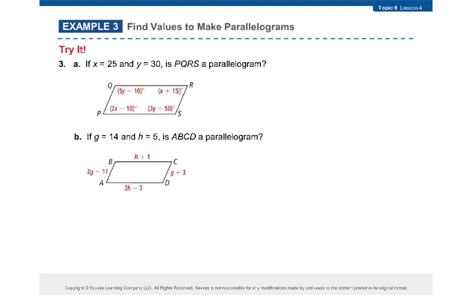For try it letter B, the same concept. You have to equate the opposite sides and equate the other opposite sides. And of course, since the value of g is equal to 14 and h is equal to 5, that's what you're going to substitute or plug in to your g and to your h. From there, you apply the property of a parallelogram: whether two pairs of opposite sides are congruent or not.